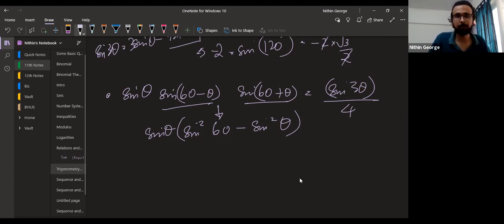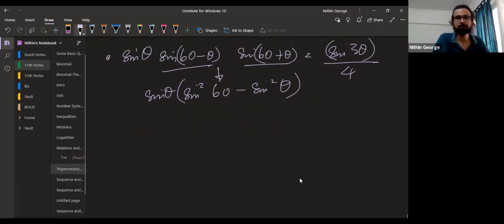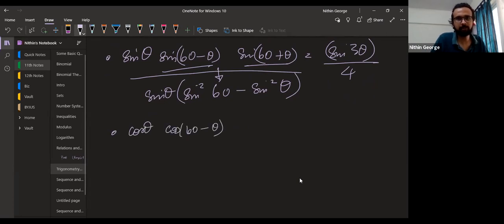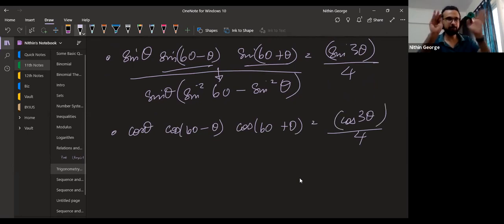Now, you will get a sine theta term here. You will get a sine cube theta term here. You will get sine 3 theta by 4 finally. So remember this formula, guys. Same for this thing: cos theta, cos 60 minus theta, cos 60 plus theta. That's the formula, right? It will be cos 3 theta by 4. So just remember this.